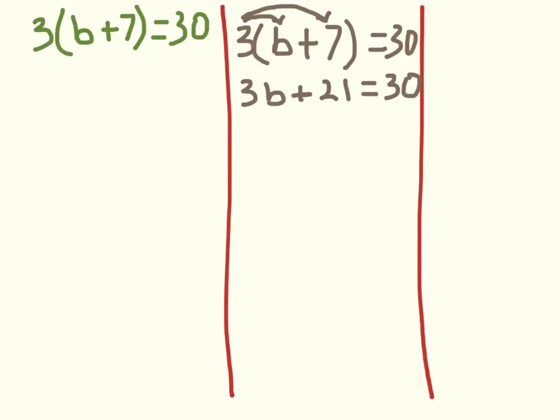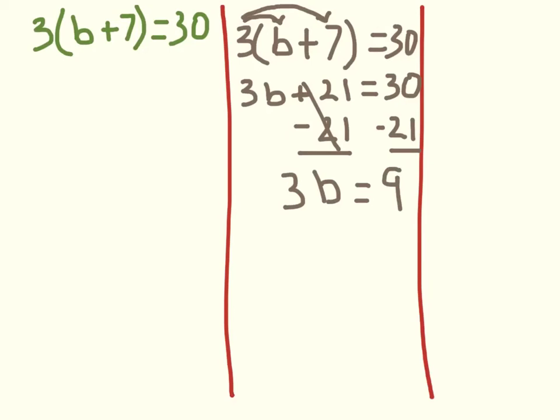And now it's just like every other problem we've done. We go through our inverse operations. So let's start with the plus 21. What's the inverse? Minus 21. 21 minus 21 gives you 0. So you have 3 times b equals 30 minus 21, which is 9. So 3 b's equals 9. I don't want 3 b's. I want 1 b. So I'm going to divide both sides by 3. 3 divided by 3 is 1, so 1b equals 9 divided by 3, which is 3.